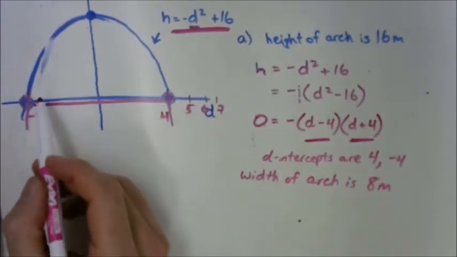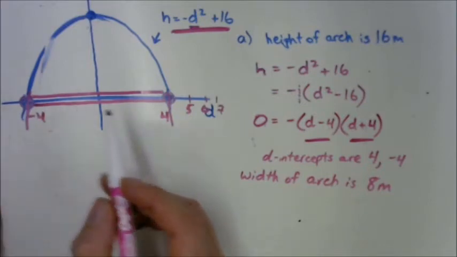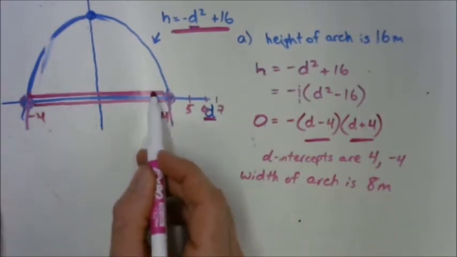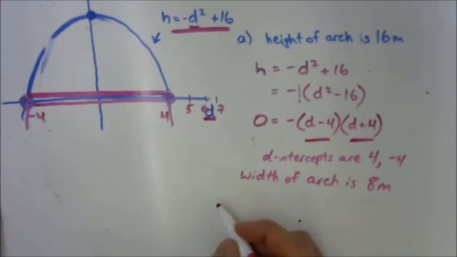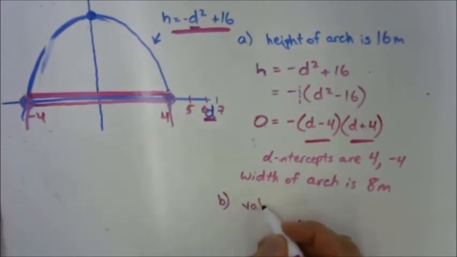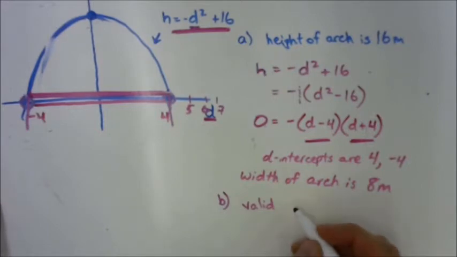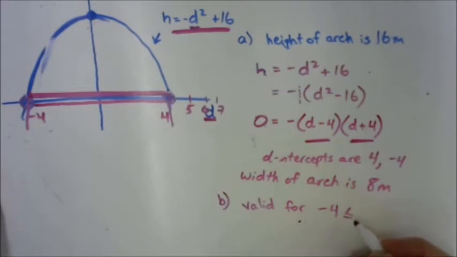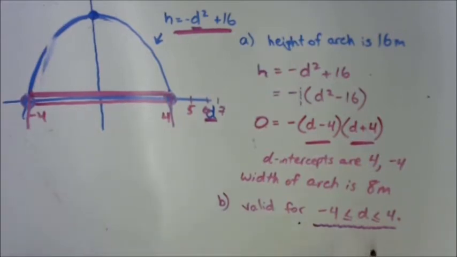So where is it valid? It's valid from the ground up, at the values of d where the arch needs a foundation. B. Valid for d greater than or equal to -4, and less than or equal to +4. So this is the domain of the function that it's valid for. We don't care about anything outside of those values because the arch is above ground. That's all we care about.